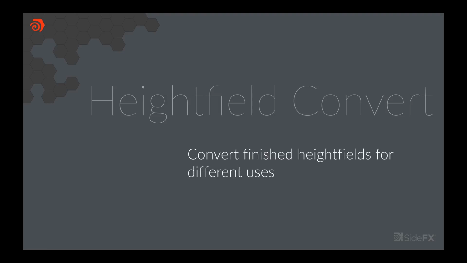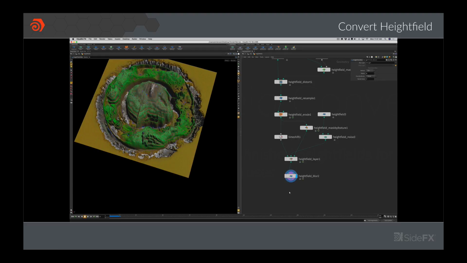So let's say your height field is now completed and you want to get it into your game engine. Well, there's a lot of different ways to export it or convert it into different types of geometry. So we have this operator called the Height Field Convert, and what it'll allow you to do is convert it either to polygons, polygon soup, VDBs, or volumes. And so here's just a little example.